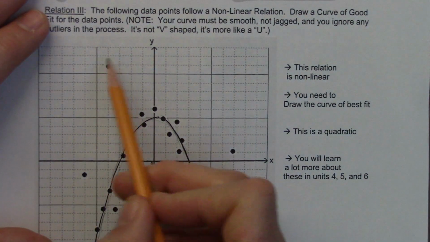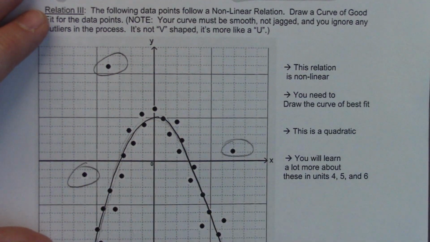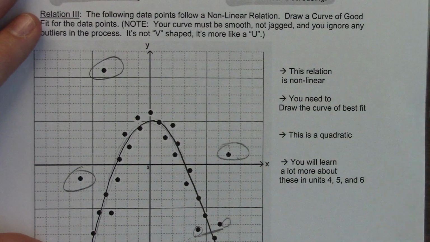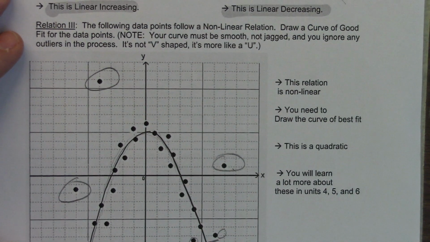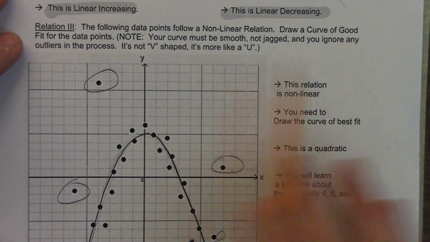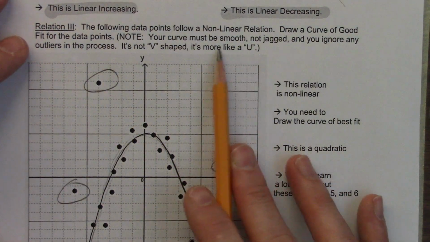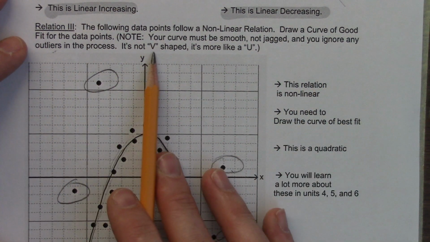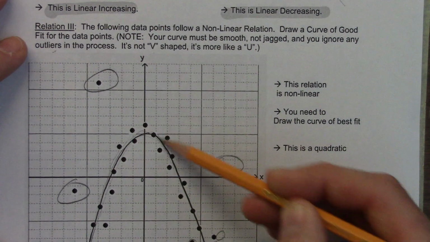Again, you are ignoring this point, this point, this point, and even these 2 points, you're just splitting the difference, right? So these are ignored because they're outliers. All right, it says, draw a curve of good fit. Your curve must be smooth, not jagged, and you ignore any outliers in the process. It's not a V, it's more like a U.